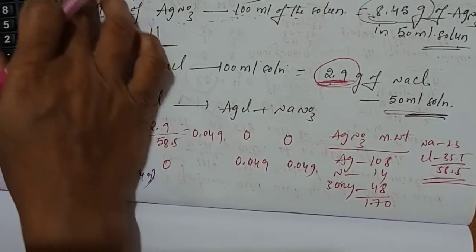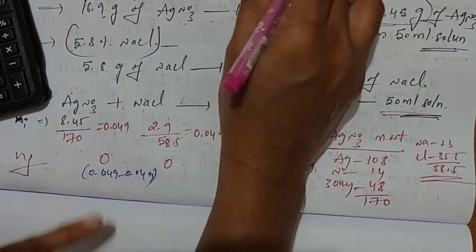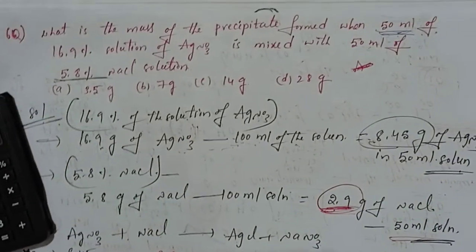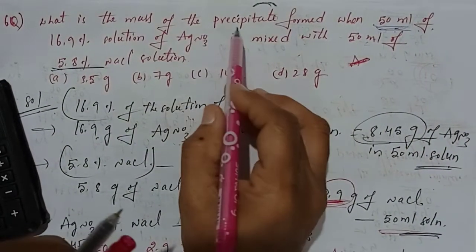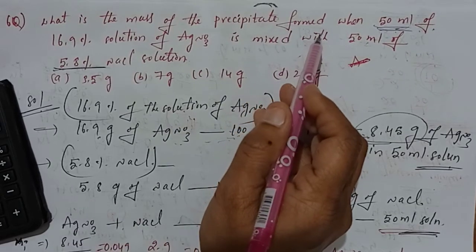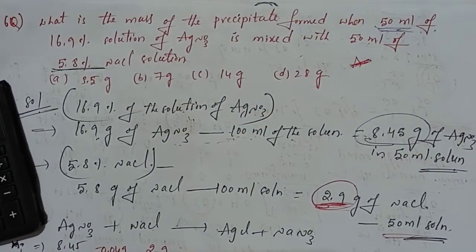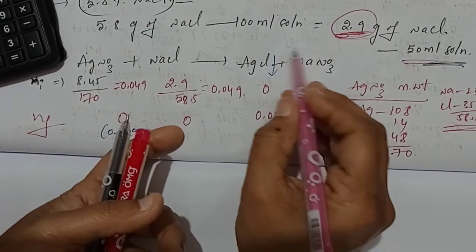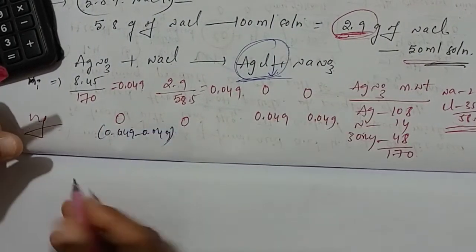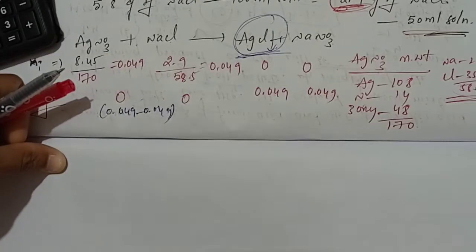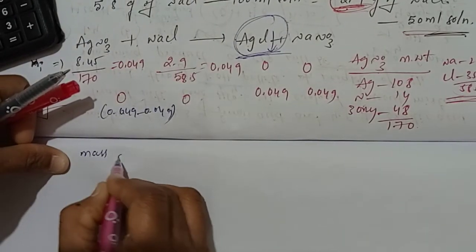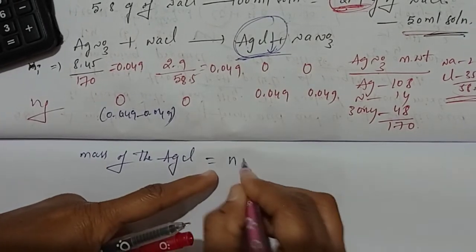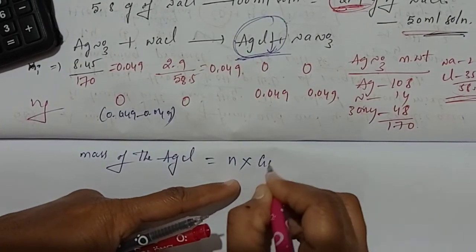Now what is the question asking, students? What is the mass of the precipitate formed? Here the precipitate is silver chloride. So you have to find the mass of the silver chloride precipitate. The mass of silver chloride is number of moles into gram molecular weight, correct?